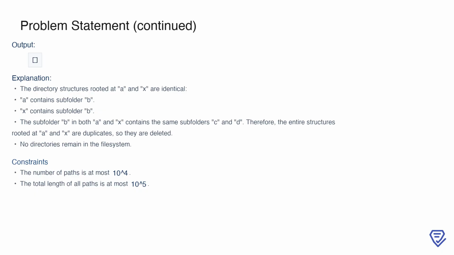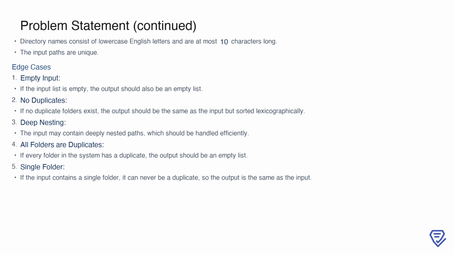Now for the constraints and edge cases. The problem constraints ensure that the input is manageable within the given limits. There can be up to 10,000 paths, and the total length of all paths combined is at most 100,000. Each directory name is a lowercase English letter string with a maximum length of 10, and all input paths are guaranteed to be unique. For edge cases, if the input is empty, the output will also be an empty list.